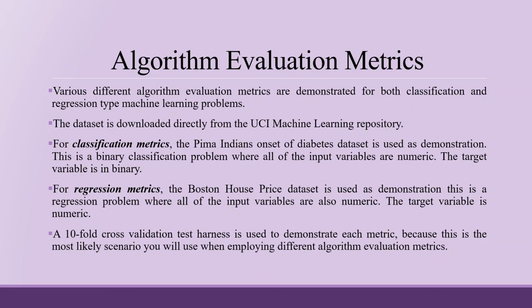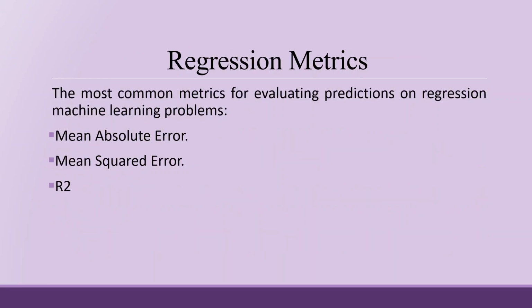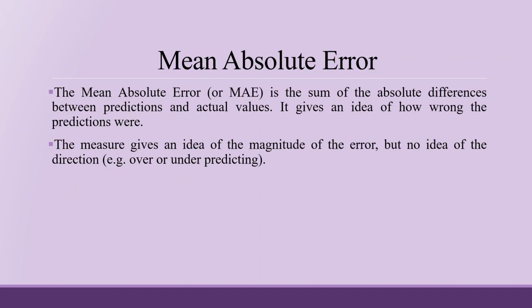A tenfold cross-validation test harness is used to demonstrate each metric because this is the most likely scenario you will use when employing different algorithm evaluation metrics. Some of the common regression metrics are mean absolute error, mean squared error, and R square.